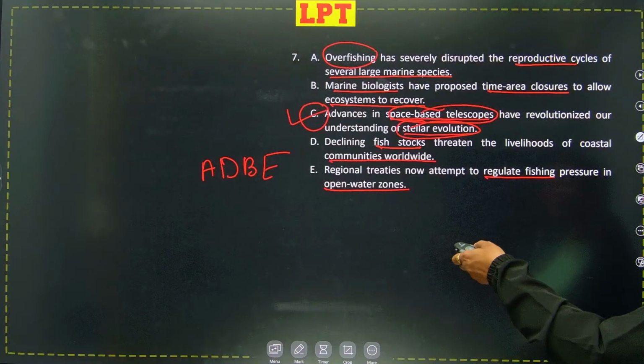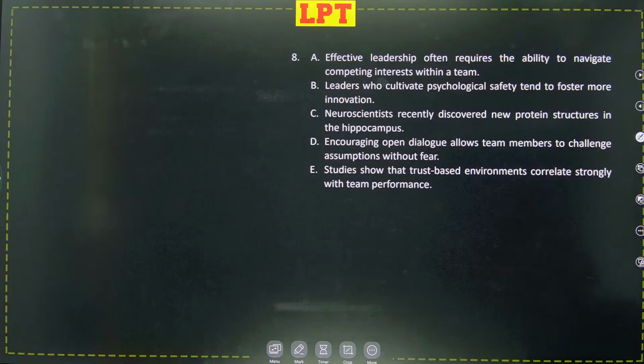Alright guys, we can go to the next question now. Question number 8. Try to come up with an answer guys before we start discussing this question further.